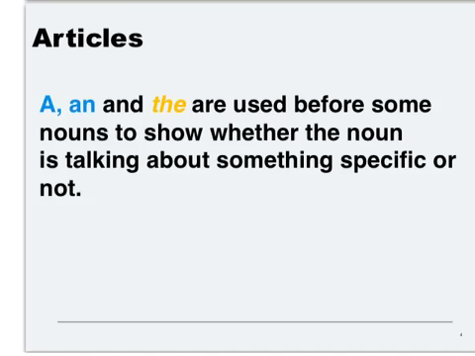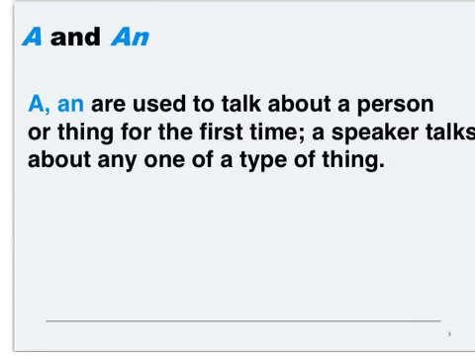In general, a, an, and the are used before some nouns to show whether the noun is talking about something specific or not. That is, whether we know exactly what is being talked about or if it is one of many. Let's start by looking at a and an.